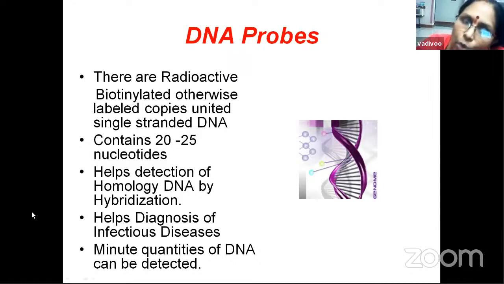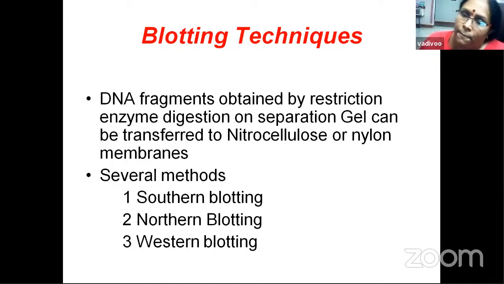So DNA probes contain 20 to 25 nucleotides, and they help detect homology of DNA by hybridization technology. They help in the diagnosis of infectious diseases, and even a minute quantity of DNA is detected. Next we go to blotting techniques.